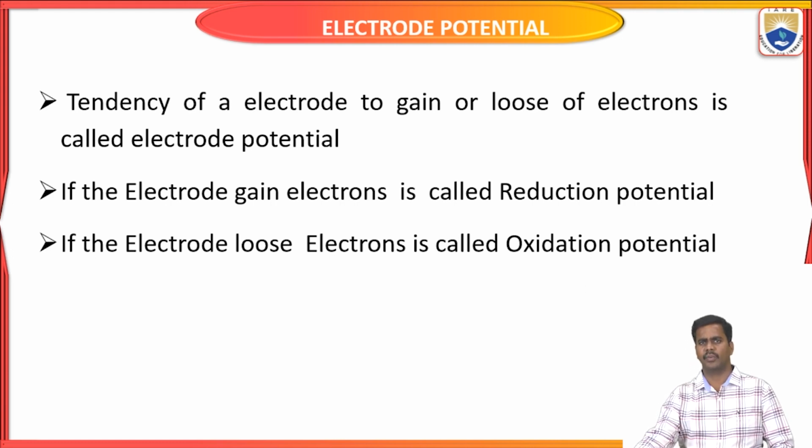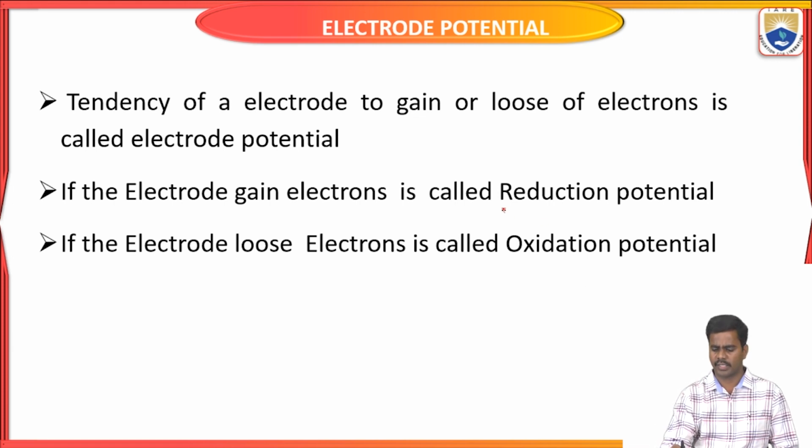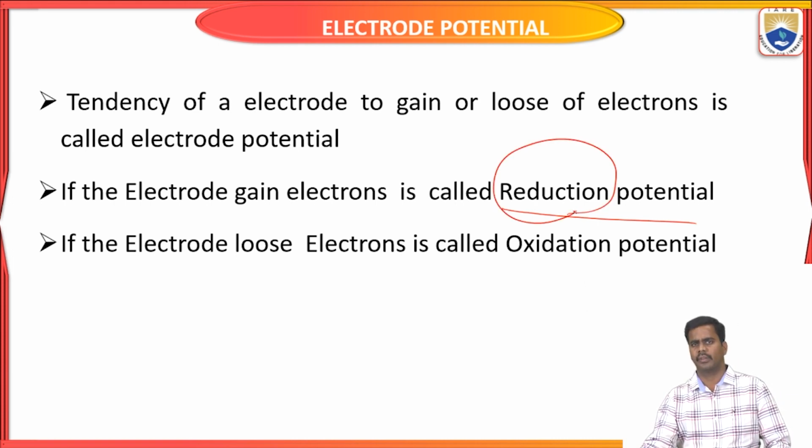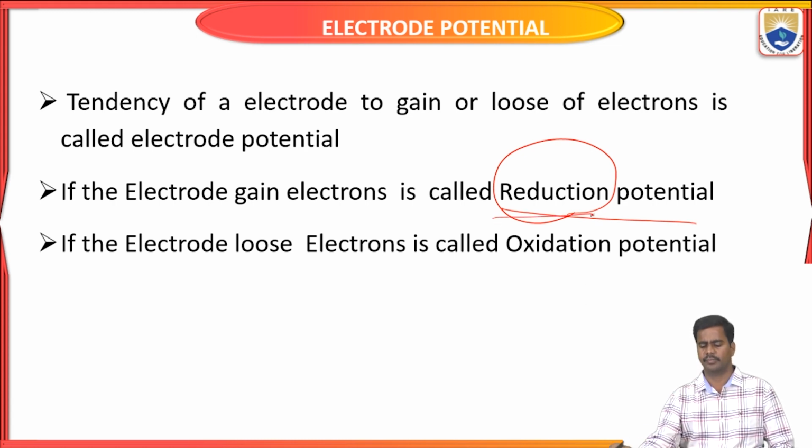If the electrode gains electrons, it is called reduction potential. So what is the reduction potential? What is reduction? Removal of oxygen or addition of electrons is known as reduction. So the tendency of an electrode to gain electrons is known as reduction potential.